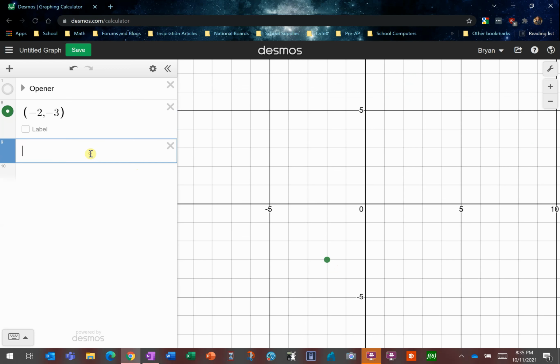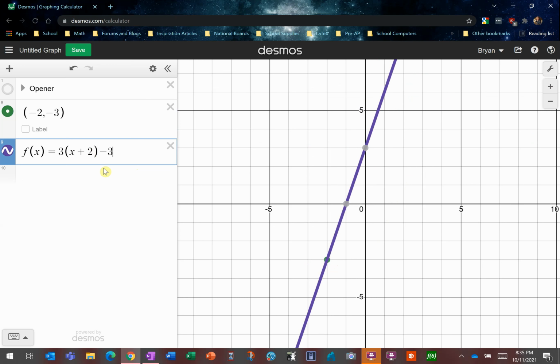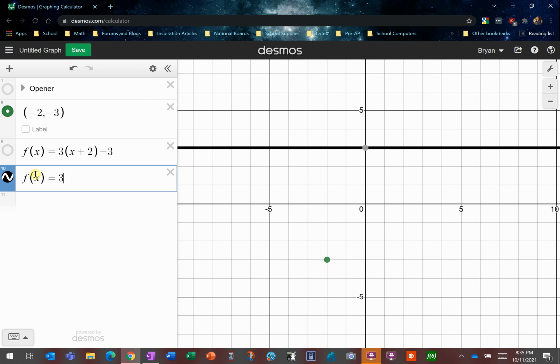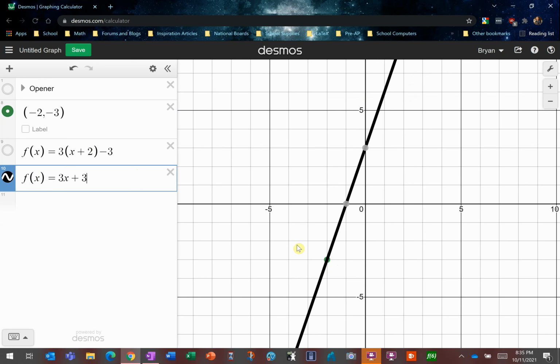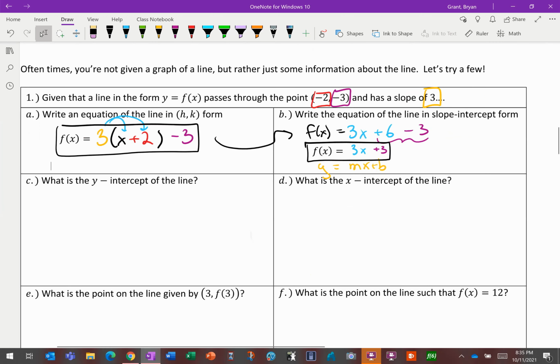So let's try the first one. It was f of x. It was a slope of 3. It was x plus 2 minus 3. And notice it passes through the point. Woohoo! Then we also converted this to slope-intercept form, and that was 3x plus 3. And look, it also passes through the point. In fact, these are the exact same line. Hard to see, sorry. There we go.